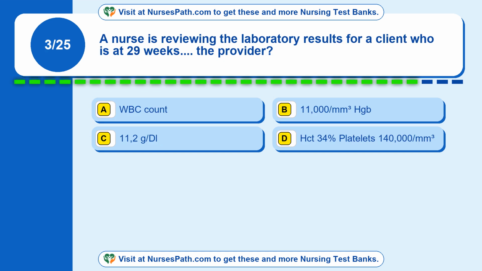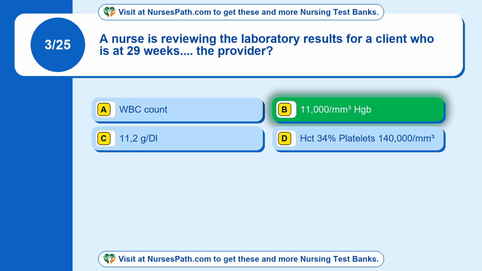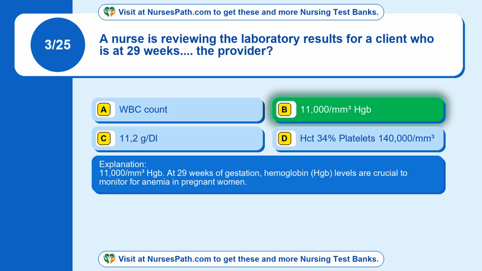Question 3. A nurse is reviewing the laboratory results for a client who is at 29 weeks. Option A. WBC count. Option B. 11,000/mm³ hemoglobin. Option C. 11.2 g/dL. Option D. HCT 34%, platelets 140,000/mm³. The correct answer is option B. 11,000/mm³ hemoglobin. At 29 weeks of gestation, hemoglobin levels are crucial to monitor for anemia in pregnant women.